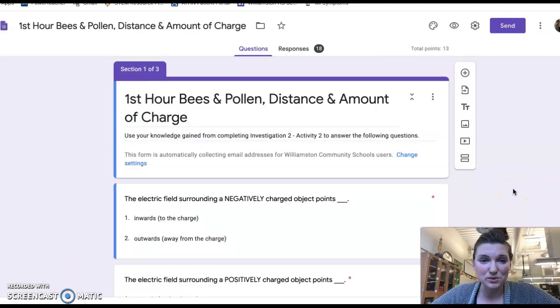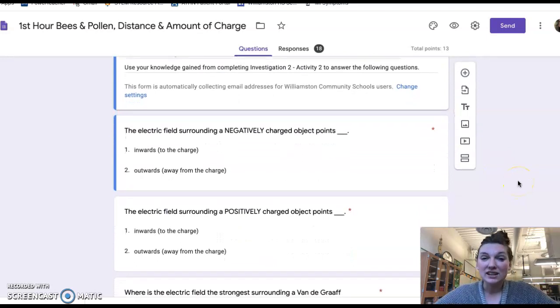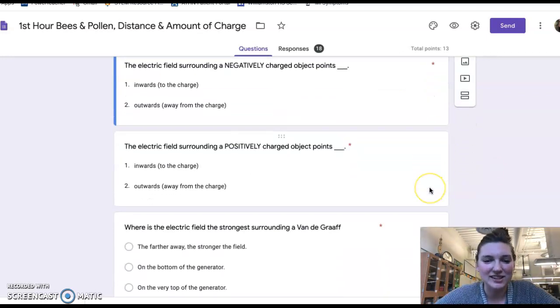Okay, so here's Wednesday's Google form. Bees and pollen, distance and amount of charge. The electric field surrounding a negatively charged object, the Cookie Monster, right, points inwards. Those charges are coming in towards it. The electric field surrounding a positively charged object points outward. The grandma wanting to give the cookies and give the magazines and give the love and all that stuff.